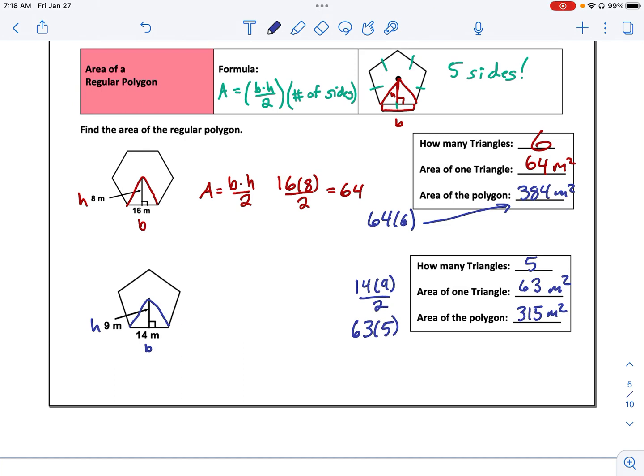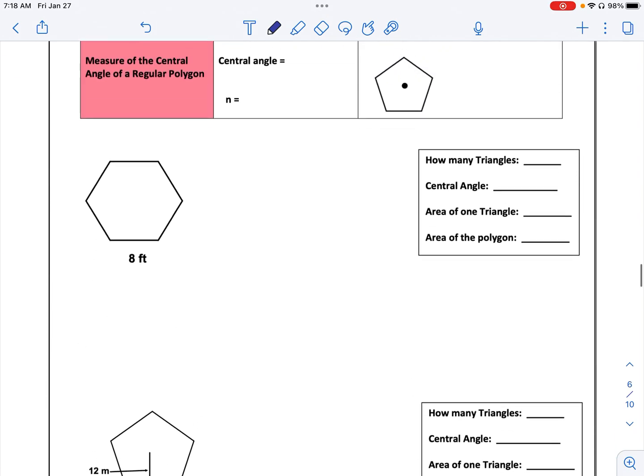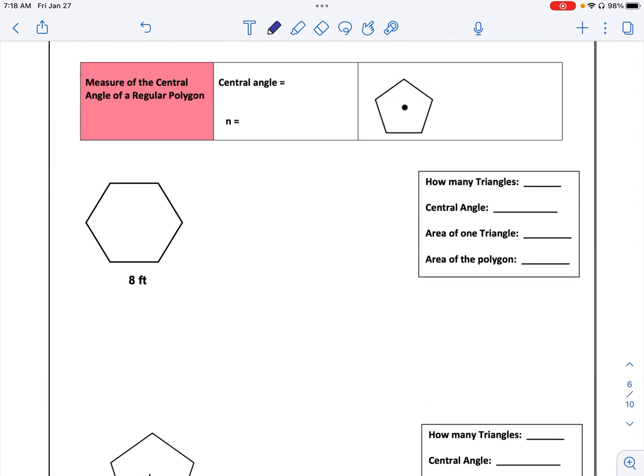So those ones are nice. They gave us the base and the height. So let's look at a few where we maybe don't have that. So looking at this hexagon, we only have the base. So when we only have the base, we've got to take a new approach.